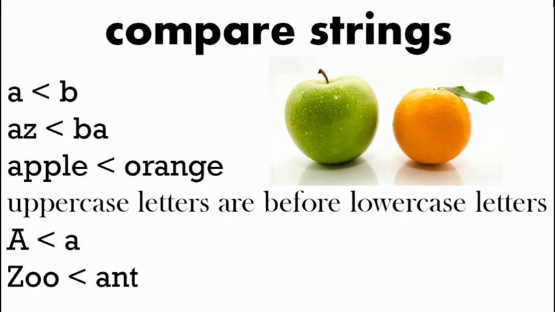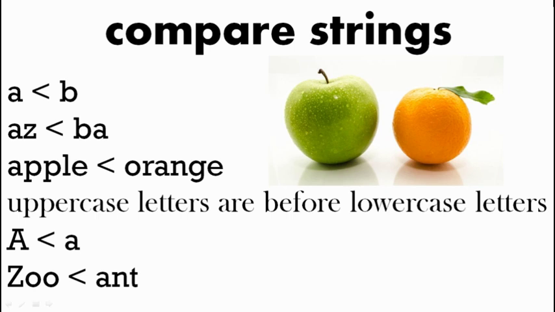A letter in the alphabet, the sooner it is in the alphabet, the lower it is. So therefore A is less than B. When you're comparing strings, it will use the first letter first, then the second letter, and then move forwards. So AZ will be less than BA. Apple is less than oranges.